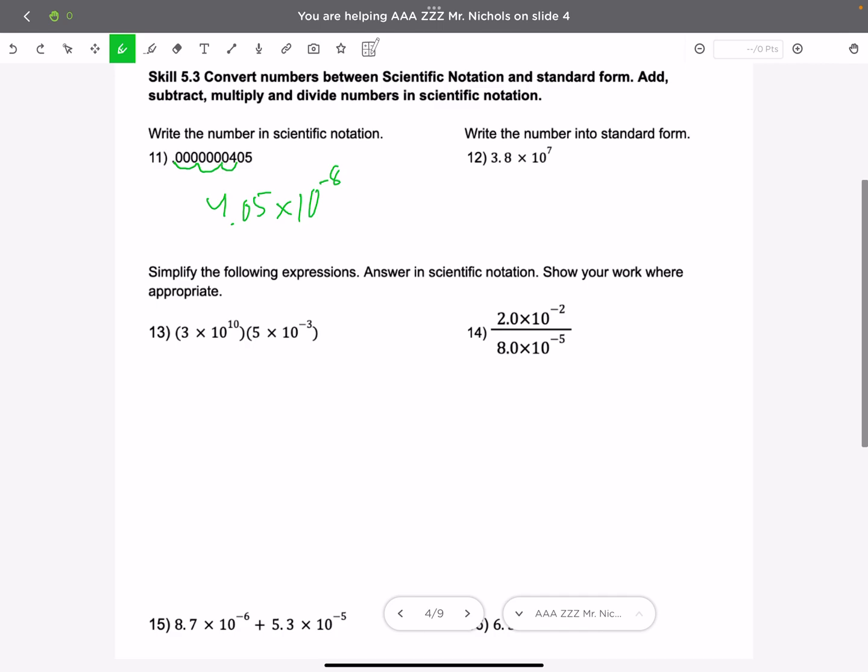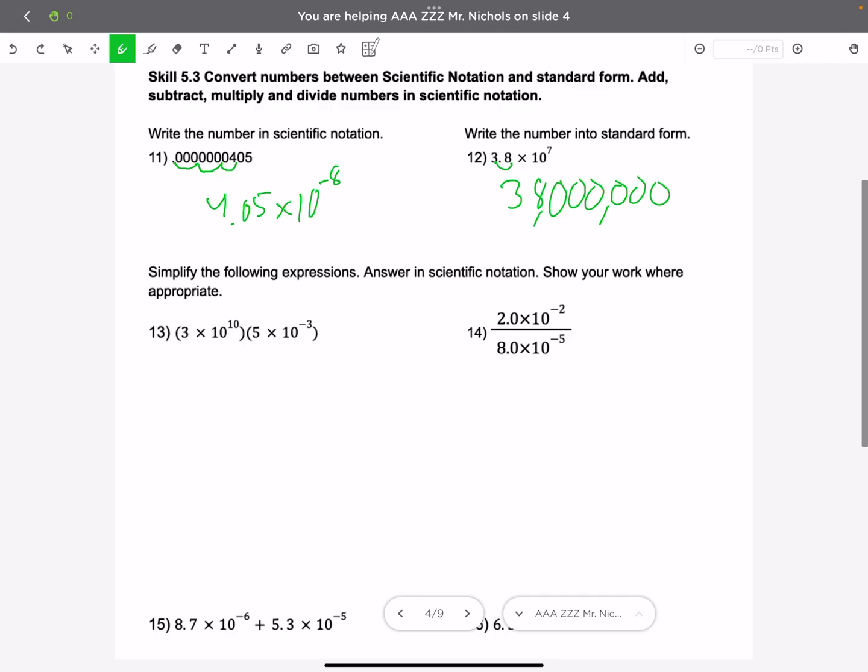Now here, 3.8 times 10 to the 7th, so I need 3, and then to the right of the decimal, I have 3, 8. 8 counts as 1, and then I have 6 zeros after that, because I need 7 total decimal places when I move to the right. So it's like 1 and then 6 zeros: 3, 4, 5, 6. And so it should look like this, 38 million.